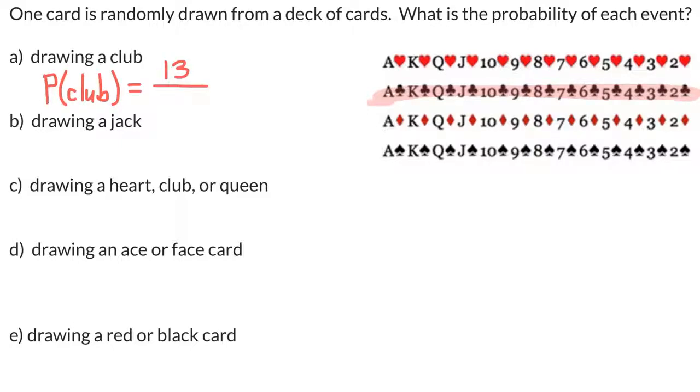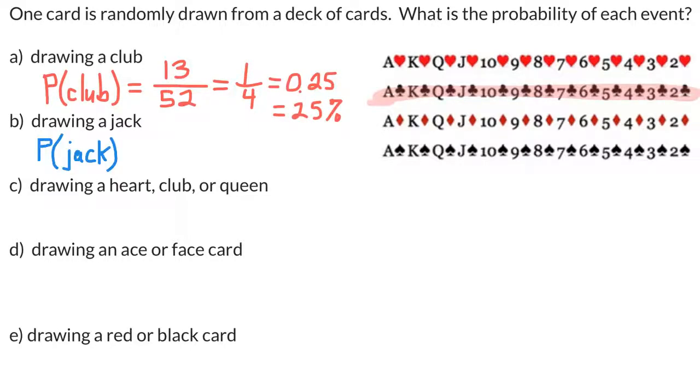The next thing we need to know is how many possible outcomes are there in the sample space? Well, here's all the possible outcomes. There are 52 possible cards that can be drawn. So the probability of drawing a club is 13 out of 52. And that reduces to 1 out of 4, which is 25%.